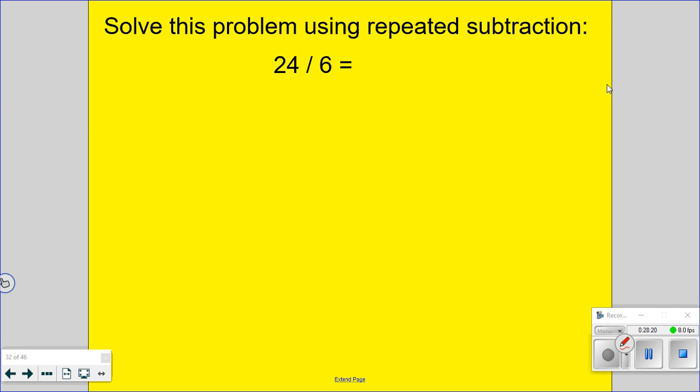All right, so we're going to think of this as our repeated subtraction. I'm going to go ahead and draw my total. I'm drawing 24 dots.